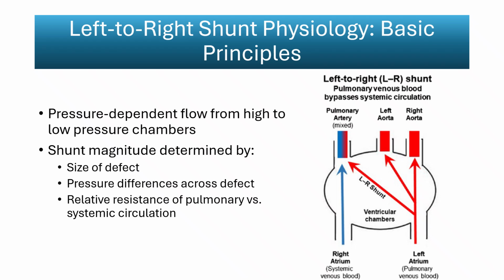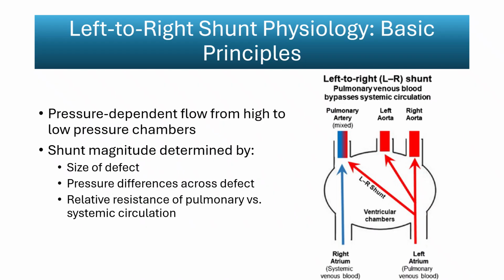The magnitude of shunt flow depends on three factors. The first is the size of the opening. Small restrictive defects limit flow despite large pressure differences, while large non-restrictive defects allow significant volumes to pass. The second is the actual pressure difference across the communication. A high left-to-right gradient, as seen with a large ventricular septal defect, drives substantial shunting.